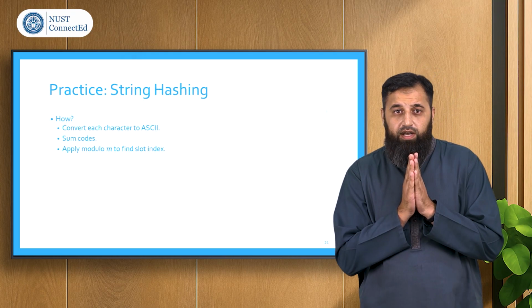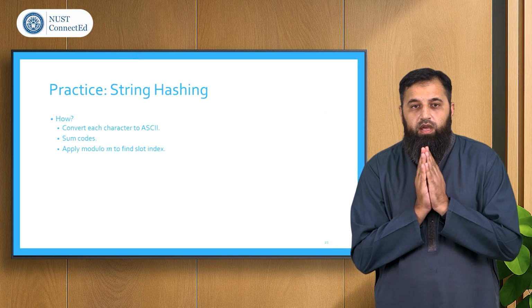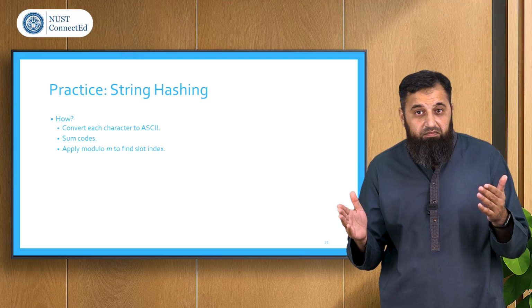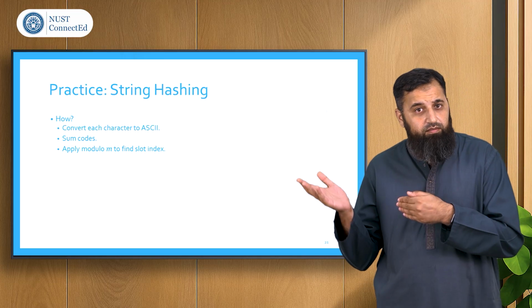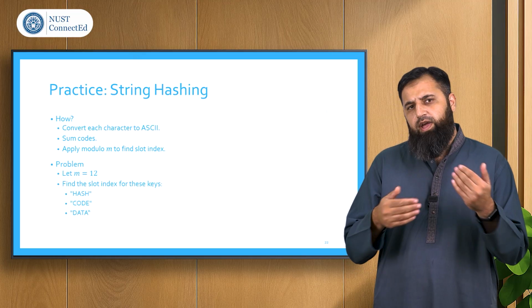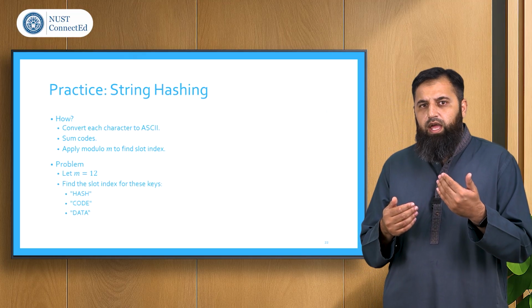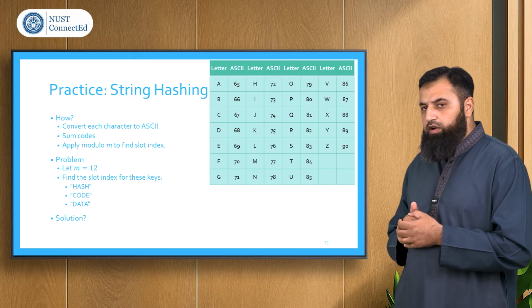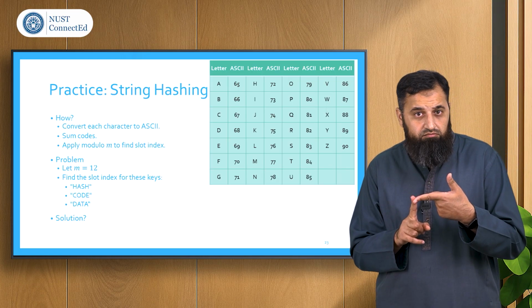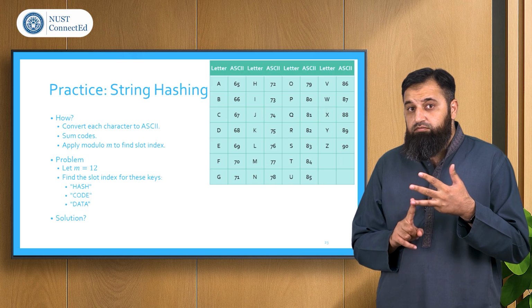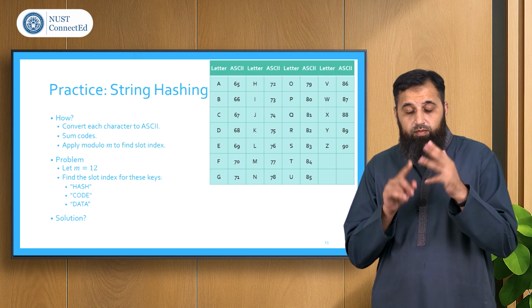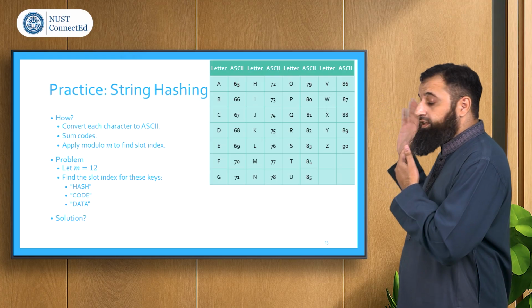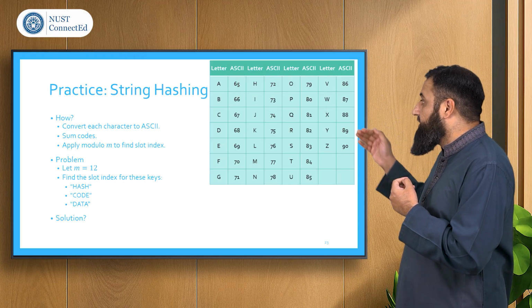If, on the other hand, we have strings, we can map characters to ASCII codes, sum them up, then take mod with m. Now, if m is 12, what are the slot indexes for the words hash, code, and data? I'm going to give you some time. You can pause here and try to figure out how to identify the slots for these three strings.